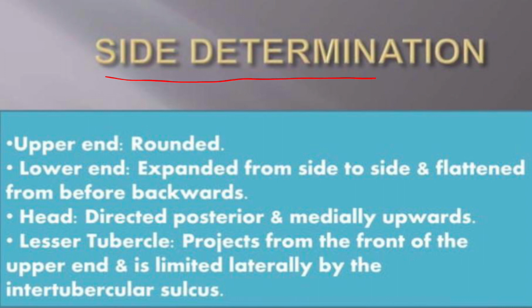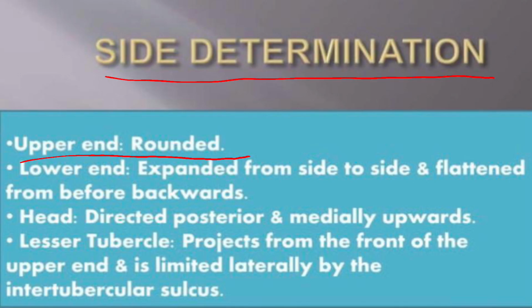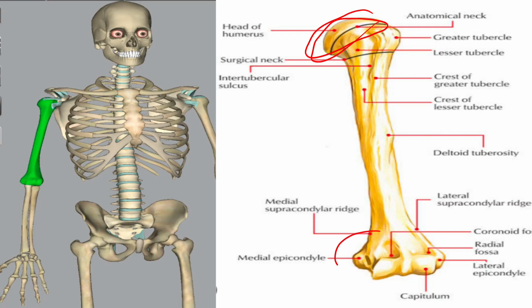Side determination of humerus. Upper end is rounded, as you see in the diagram. Lower end is expanded from side to side and flattened from before backwards.